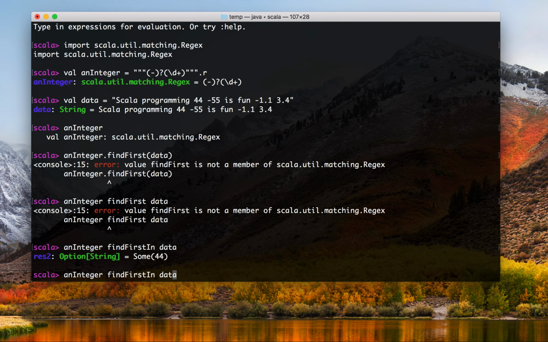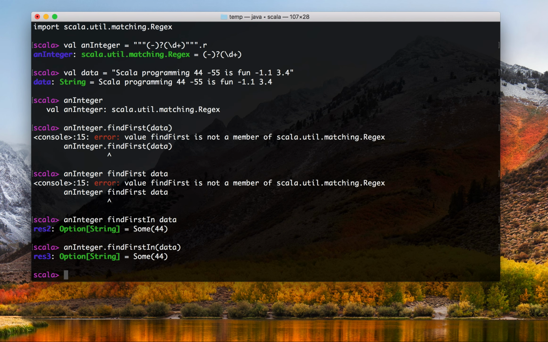And also this one, I used an infix. Instead of that, I could say findFirstIn. It should give the same result actually. So nothing surprising over there.